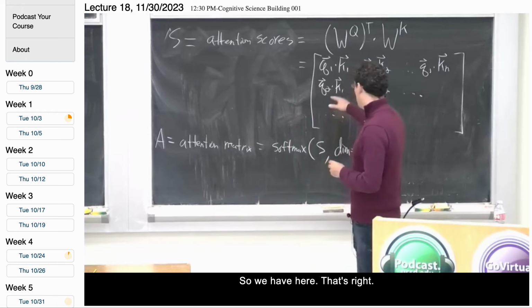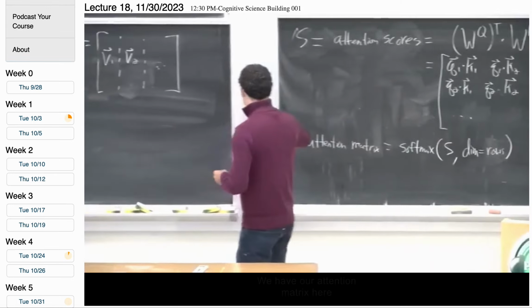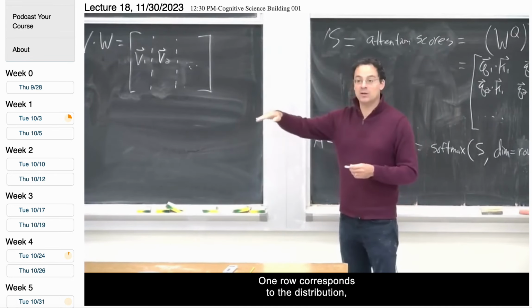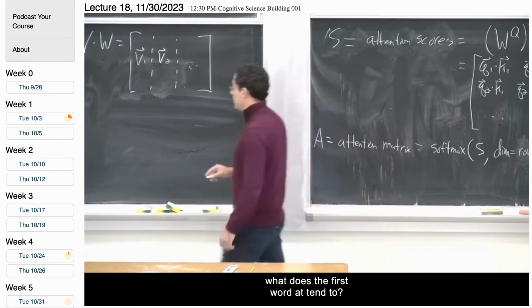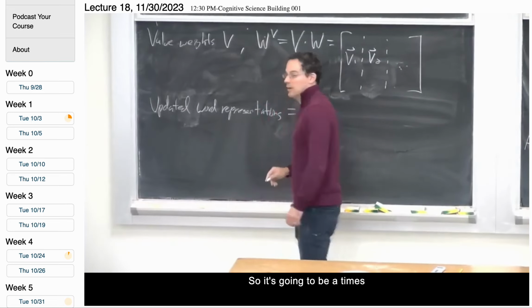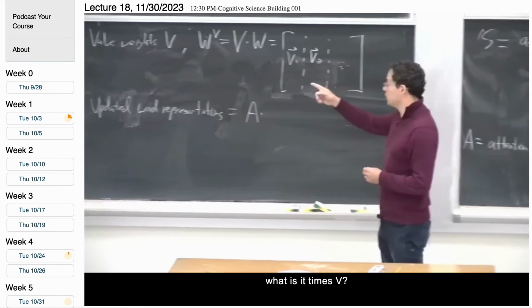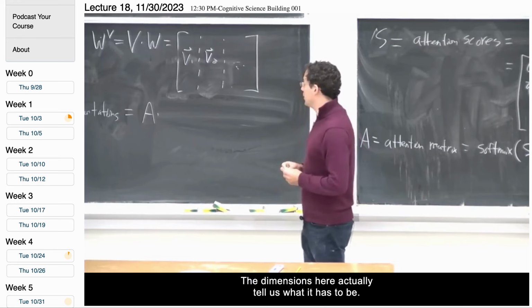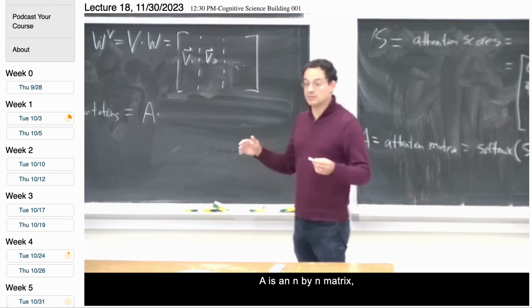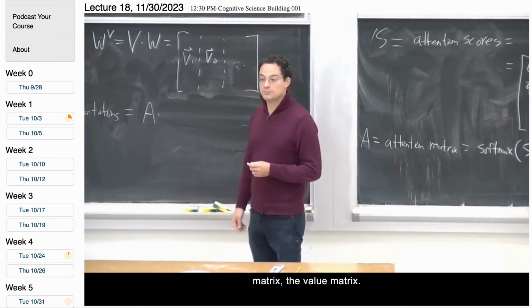So we have here rows, that's right. So how do I actually do this? You're right, we have our attention matrix here, where each row is normalized. One row corresponds to the probability distribution over attention. So the first row is what does the first word attend to? So it's going to be A times what? Is it times WV? The dimensions here actually tell us what it has to be. So A is an n by n matrix, where n is the sequence length, right? What are the dimensions of the value matrix?